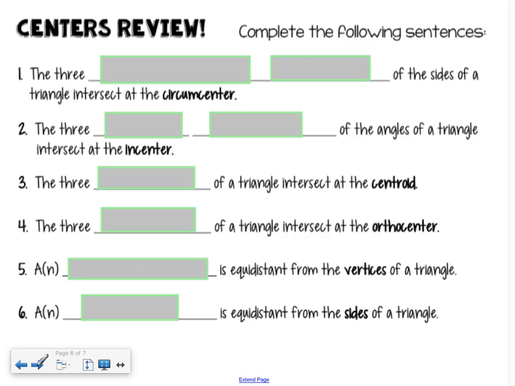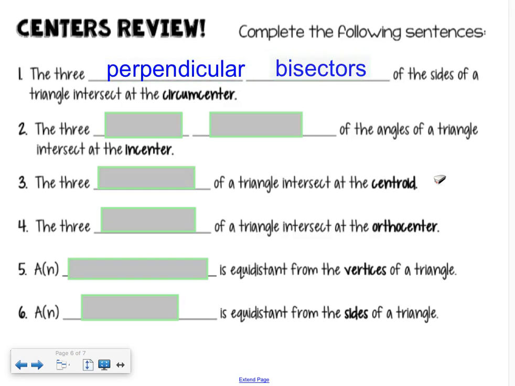Okay, let's see how you did. The three blank blank of the sides of a triangle intersect at the circumcenter. Good job. The three blank blank of an angle of a triangle intersect at the incenter. Angle bisector.